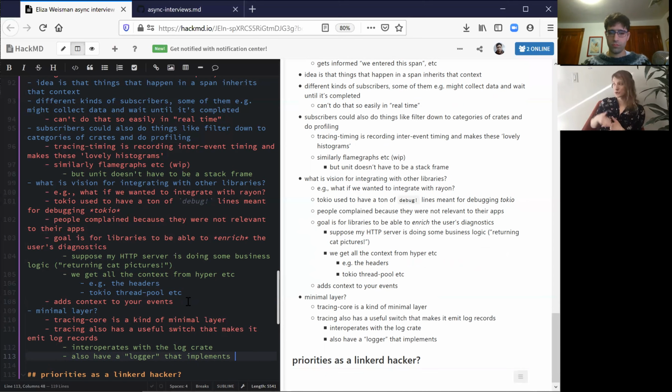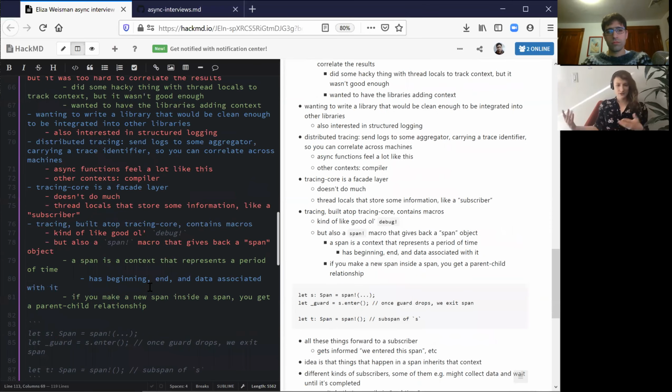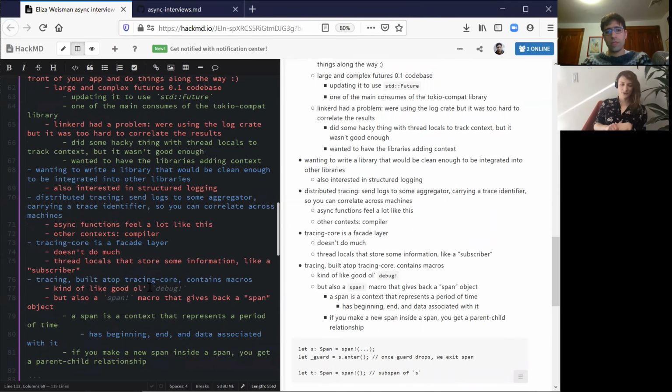And so that works in the other way, because you depend on a library that emits log records, but you depend on other libraries that emit traces, and you're using tracing in your application. You can sort of plug everything together. It just sort of works.